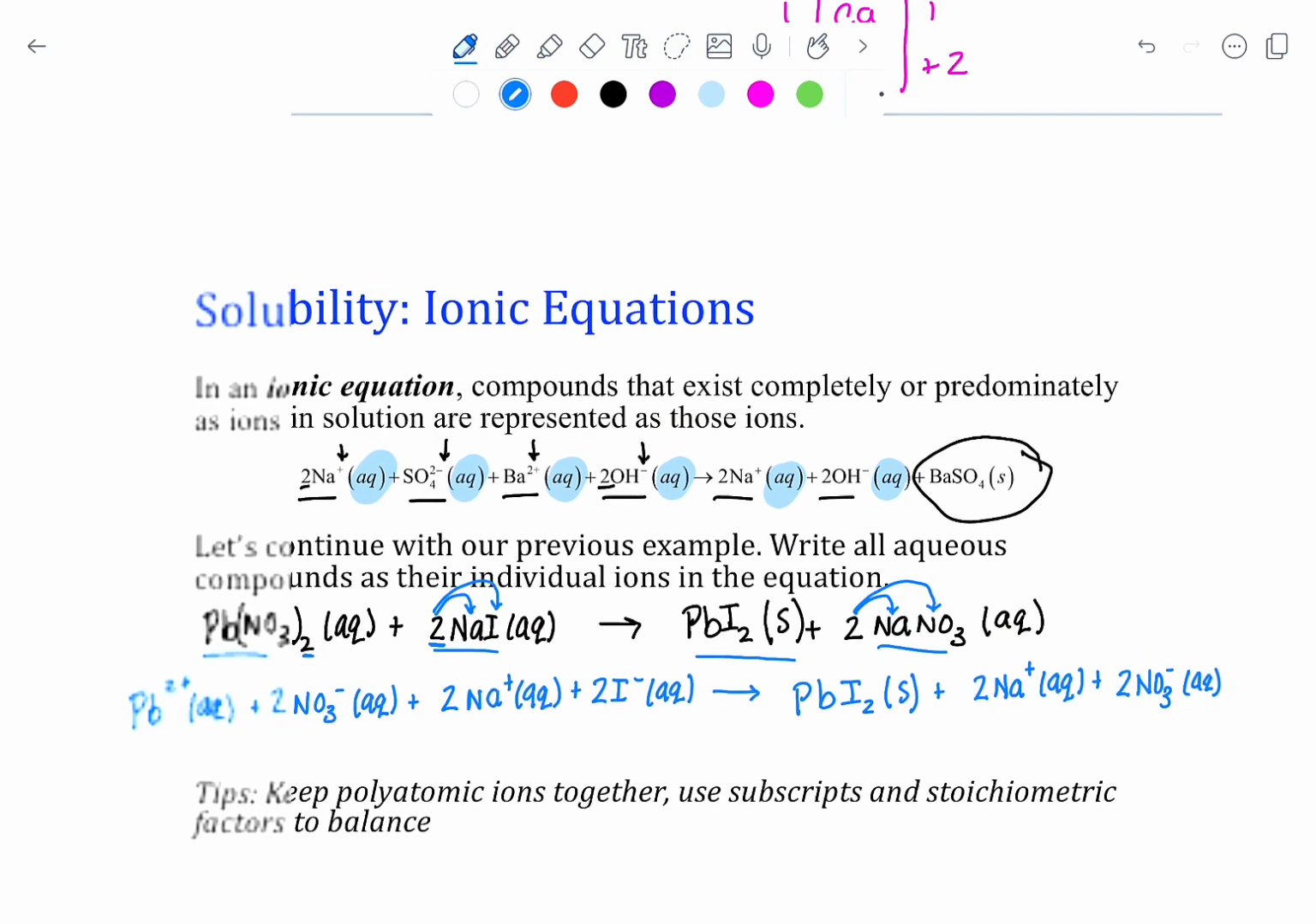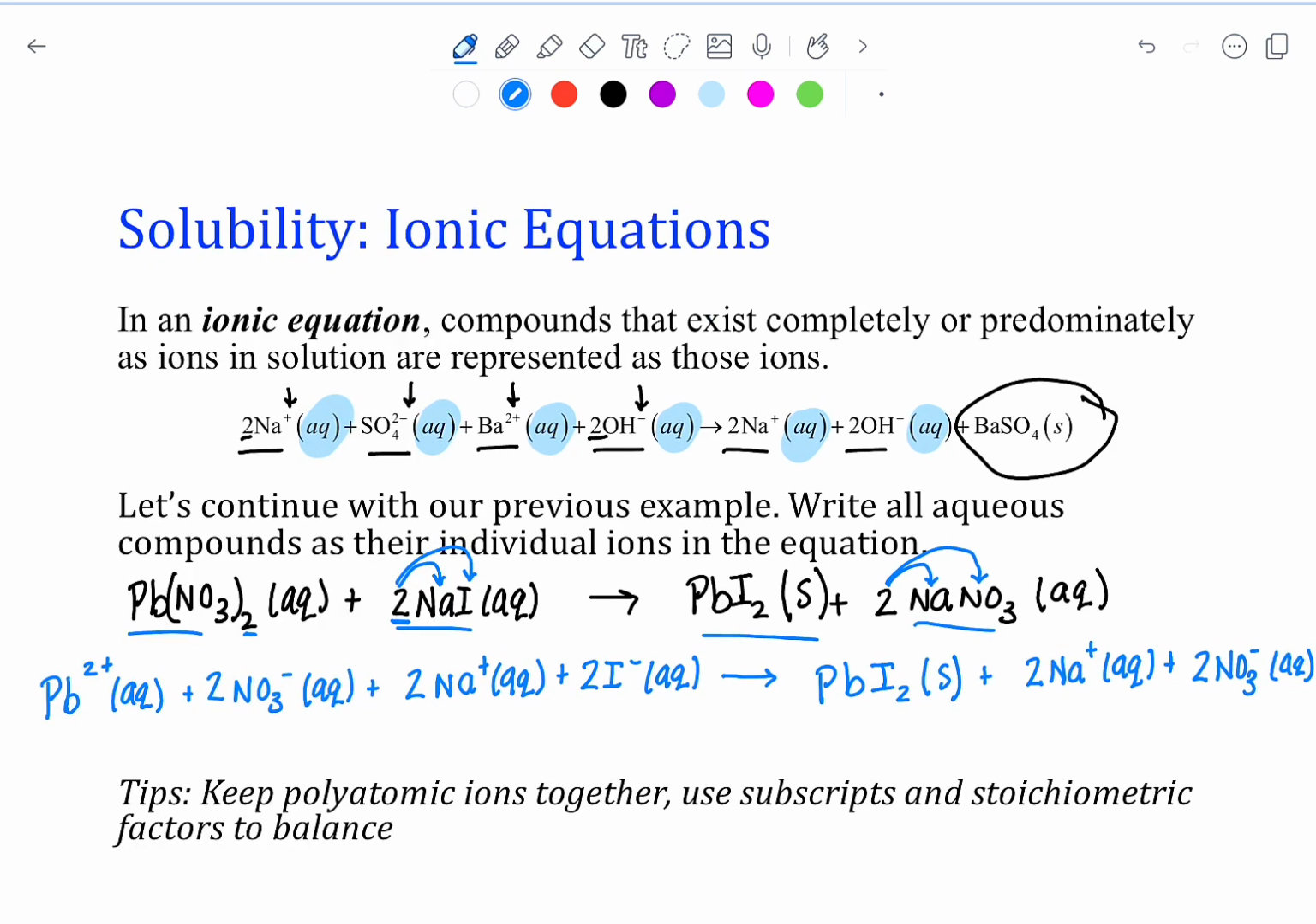Okay, that is our completed ionic equation for this example. You'll see that it is still balanced. I have 1 lead, 2 nitrate, 2 sodium, 2 iodide, and 2 iodide. Some of them may be in different forms, such as the lead and the iodide, but it ends up working out. Our charges are all balanced and everything like that.